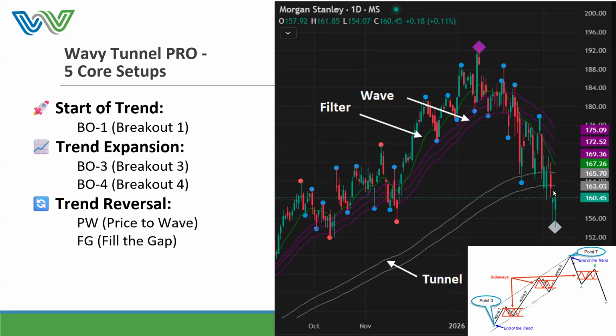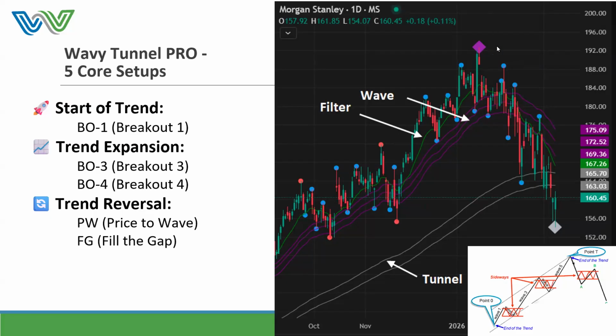Just because we have a deeper correction, we're still in an uptrend. We're just in a correction of the uptrend, and we could see that on the weekly chart. So my definition is we're in an uptrend if the wave is above the tunnel. However, when the wave is separating from the tunnel, this is where the trend moves take place, and you want to be buying into the wave because the wave is still moving up.